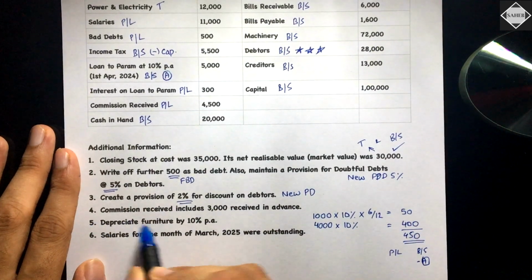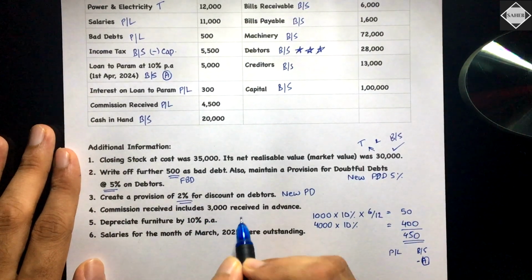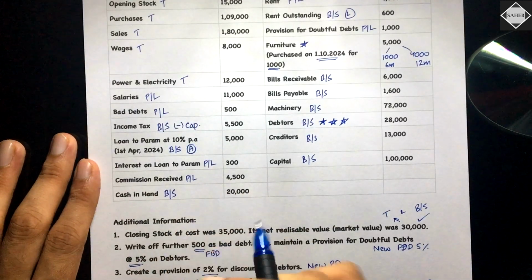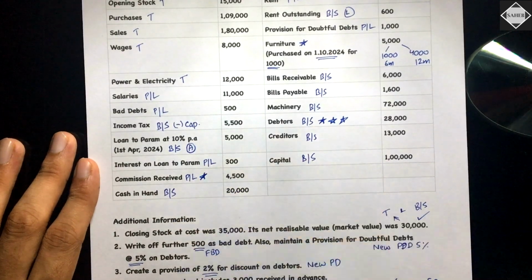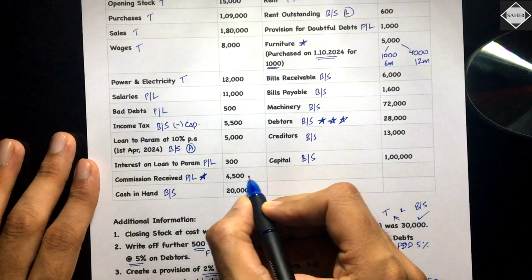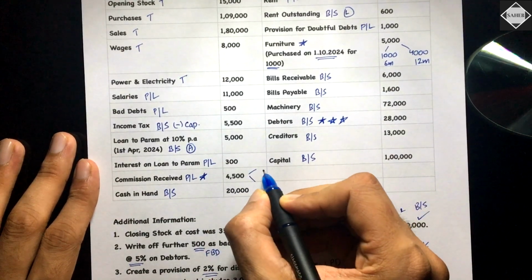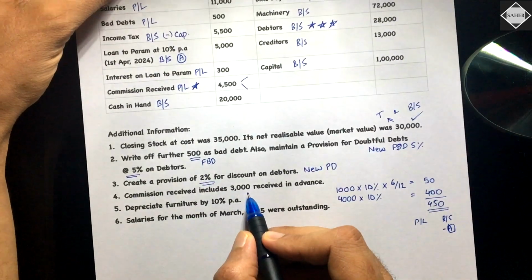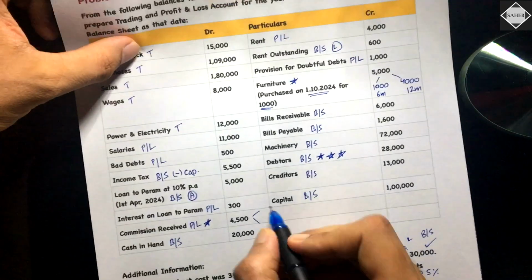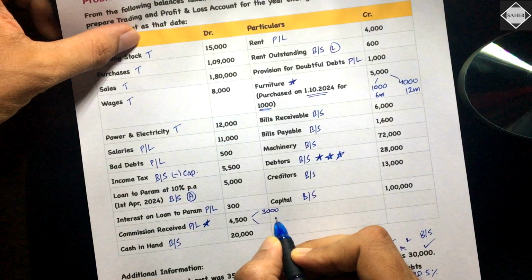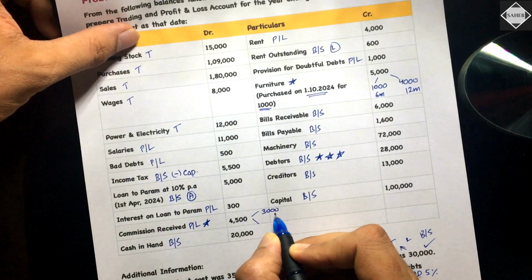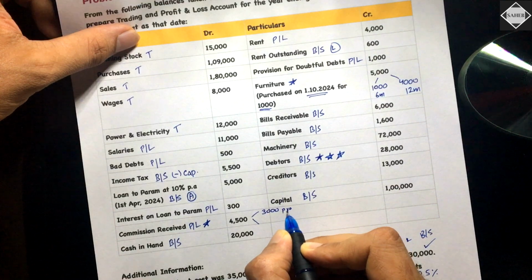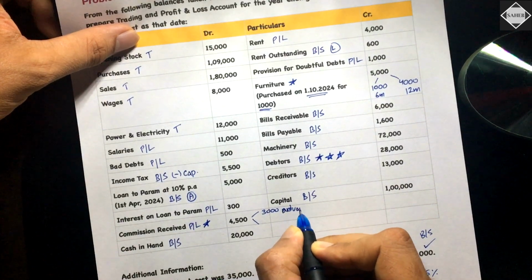Fourth one, commission received includes 3,000 received in advance. See, here we have commission received, 4,500. On this we have got an adjustment. What is the adjustment? In this 4,500, you have to understand, they are saying 3,000 is received in advance. For this 3,000 we have not done any work. So what we have to do, what is this? This is advance.